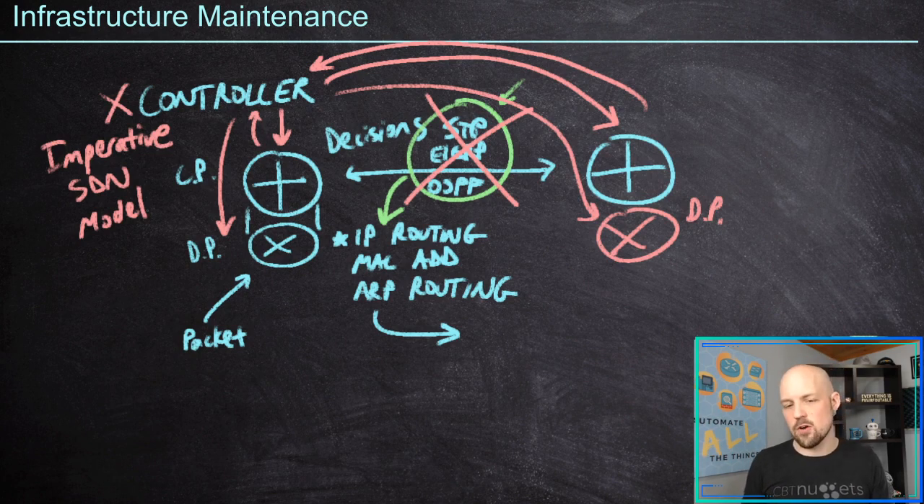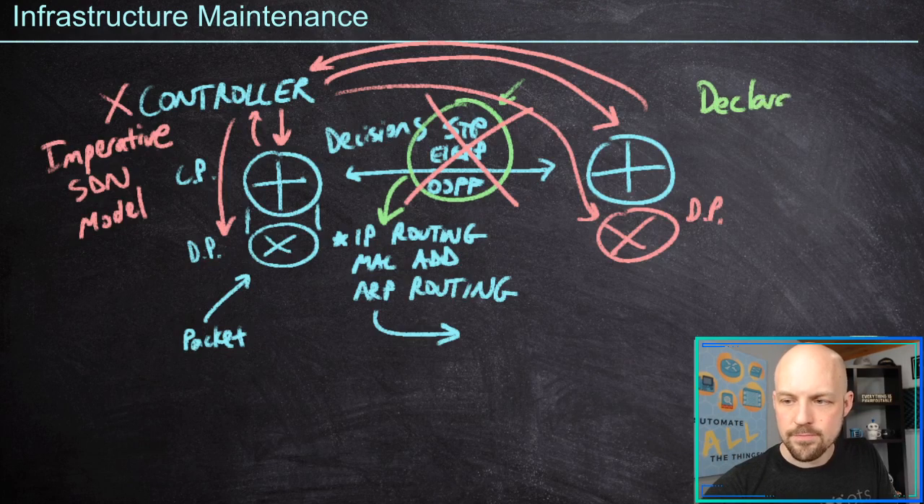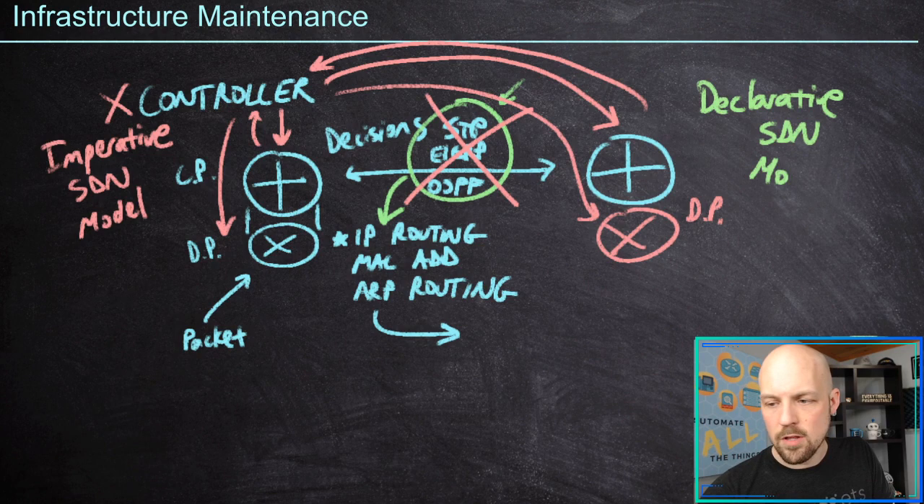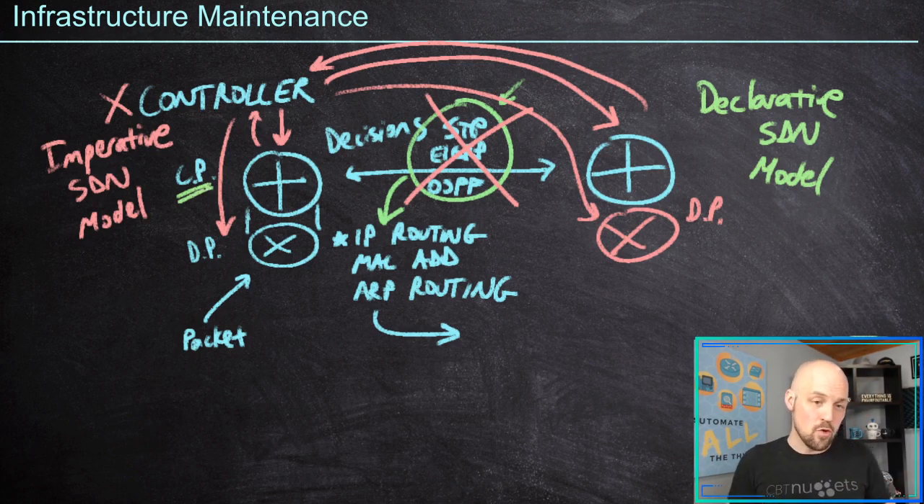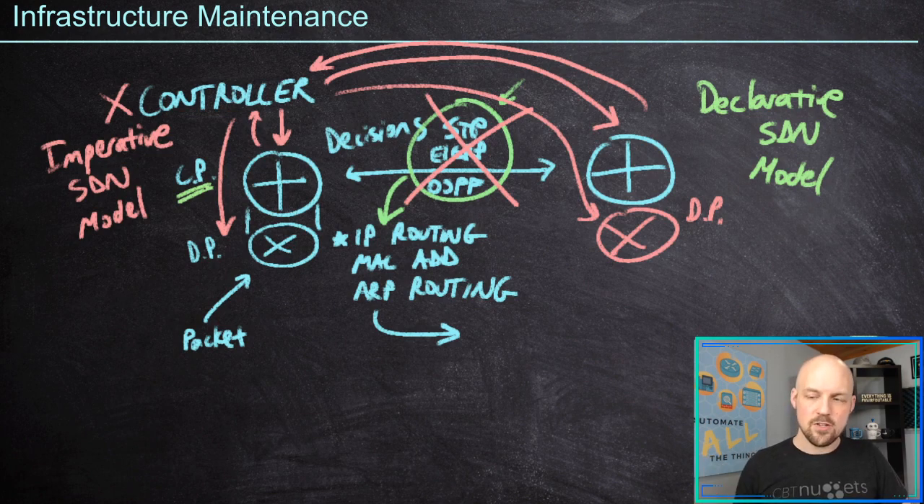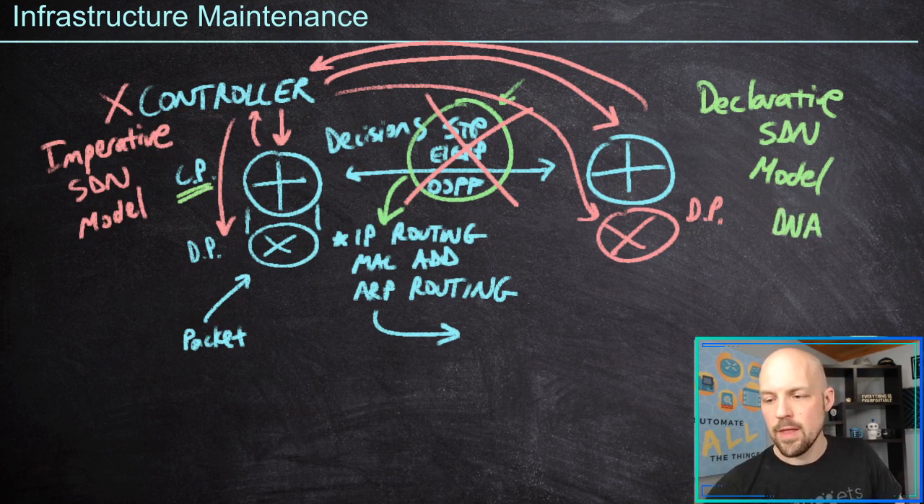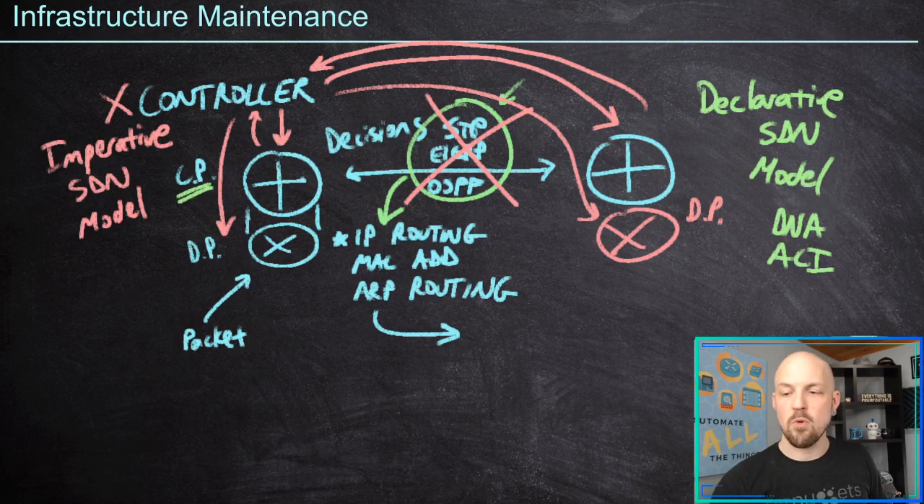Now, Cisco looked at this and said, okay, this is fine, but we're more interested in what we call a declarative SDN model. The declarative SDN model says, we have very smart routers and switches out there. They've got valid control planes. If we were to use the controller in an imperative model, we'd just be shutting down the control plane part of our routers and switches and letting the controller do everything. So instead, Cisco's vision for this with DNA Center and with ACI is to allow the routers to keep their control planes intact and to really be more of a management solution. Now, that's dumbing it down.